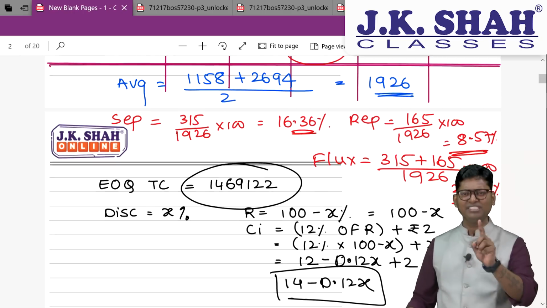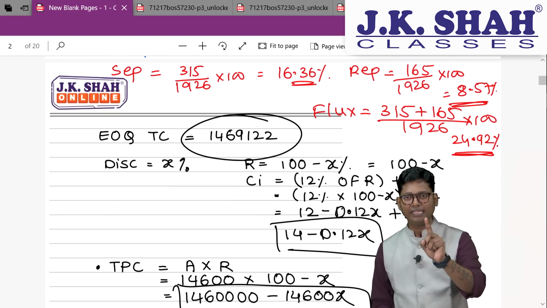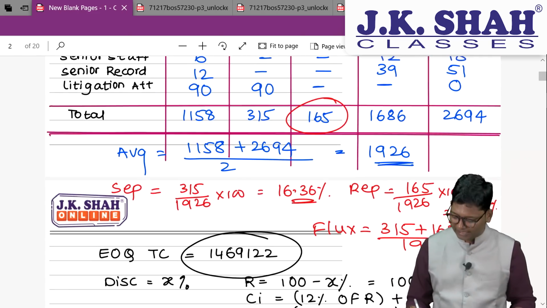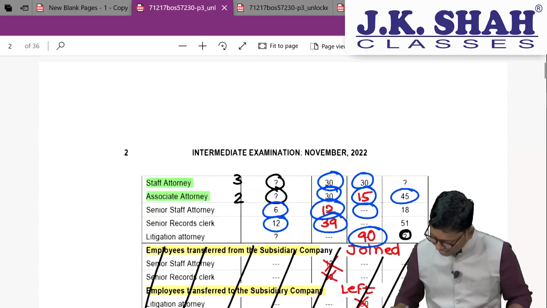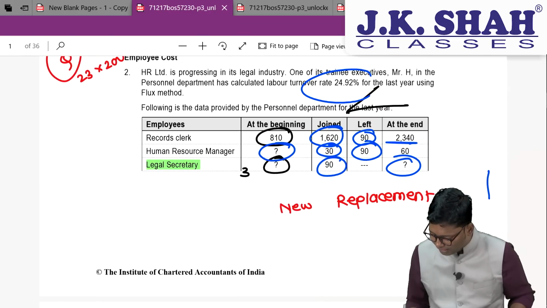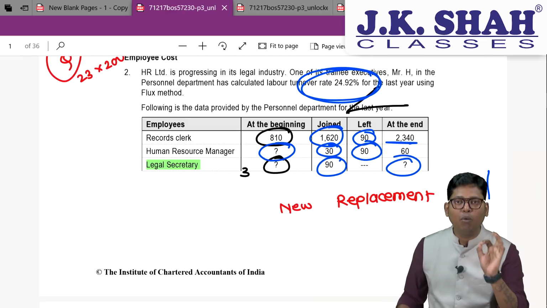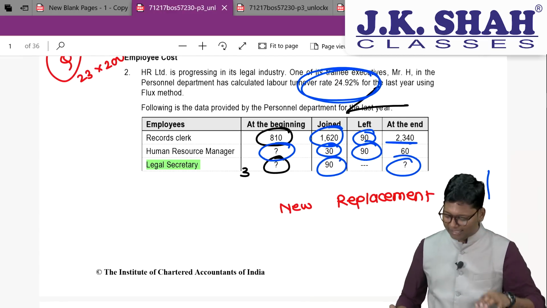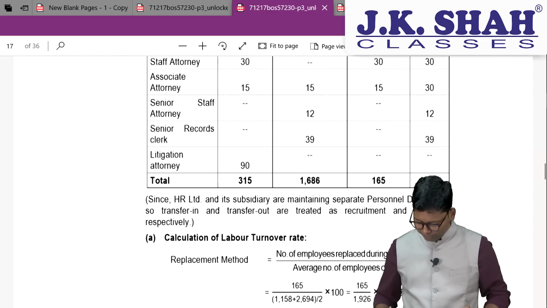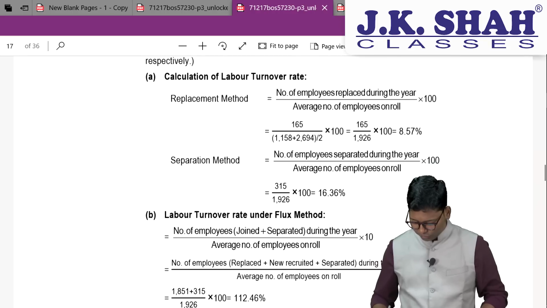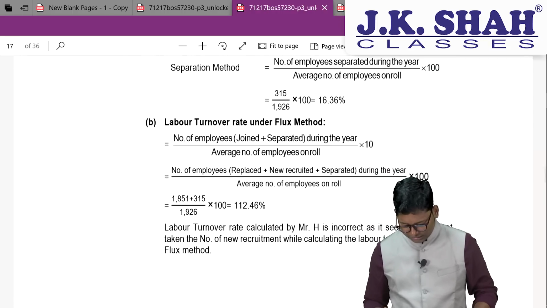24.92%. We have seen this amount somewhere, I guess. 24.92% we have seen somewhere. Sir, where is it given? In the first paragraph of the question. And the flux rate calculated by trainee executive Mr. H was correct. So it was correctly calculated, and this is something we have computed and shown here. So all the calculations are done.